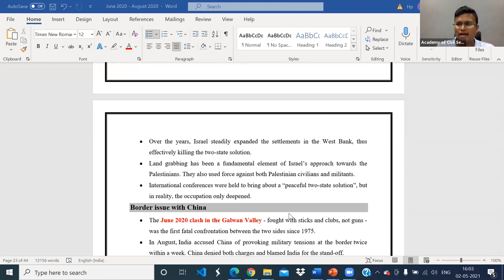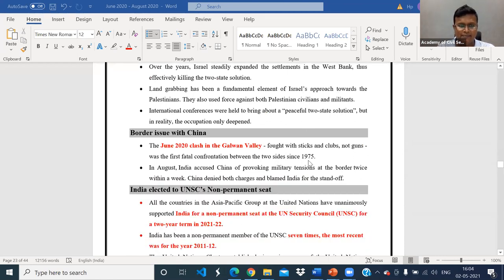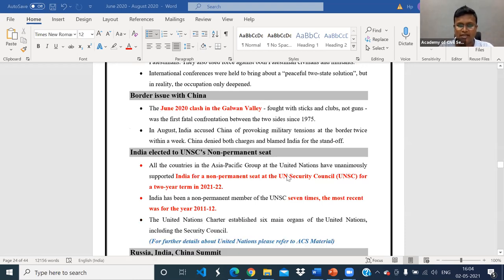You can read it and get a small idea of the Israel and Palestine issue. Border issues with China, as I told you again: Galvan Valley. You have to know the geography of that particular Galvan Valley, search on the map and find out where it is located. Some questions might come on Galvan Valley, Pangong Lake and so on, because of the border issue between India and China.